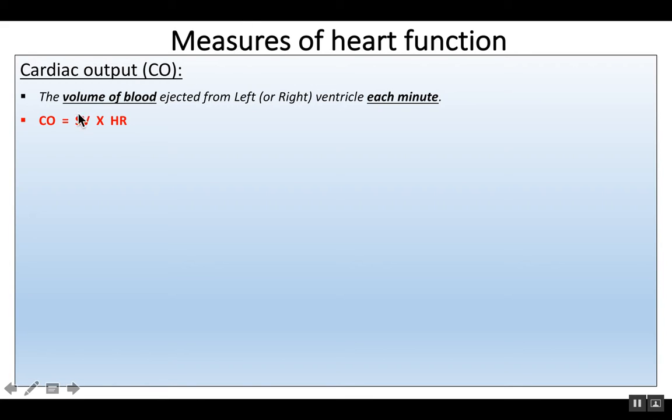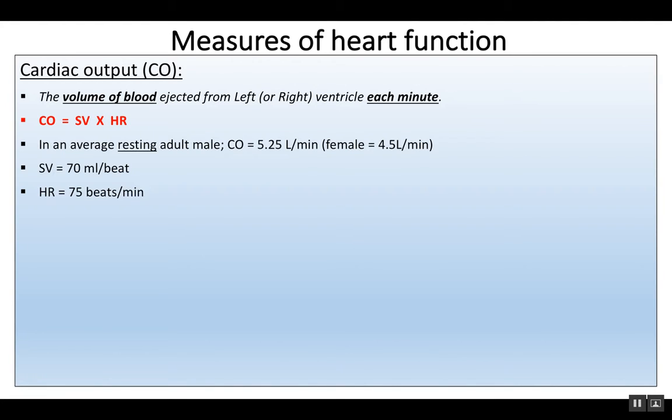So you take stroke volume times heart rate. And we can do that with our previous numbers. We can take 70 milliliters, which was our stroke volume, and multiply that by 75, and you would get 5,250 milliliters per minute. But cardiac output is usually represented in liters. So you just move that decimal place over 3 places, and you can go from milliliters to liters.